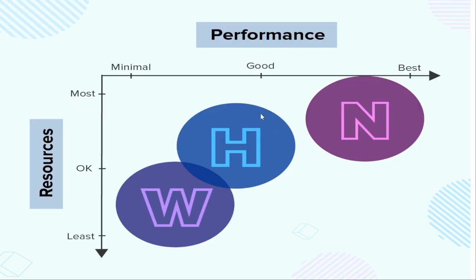Comparing performance and resources, the native app has high performance, in the middle is hybrid, and the lowest is web. For resources, the native app uses the most resources, hybrid is okay, in the middle, and the least resources are used by web apps.